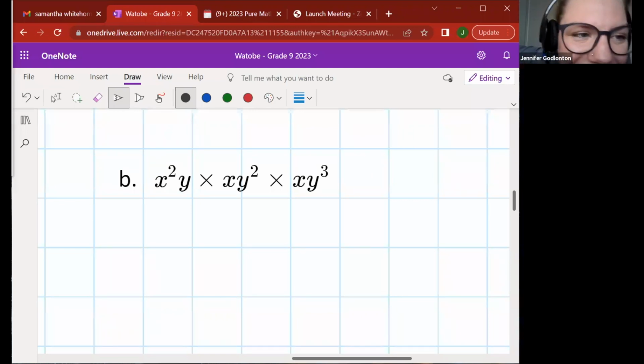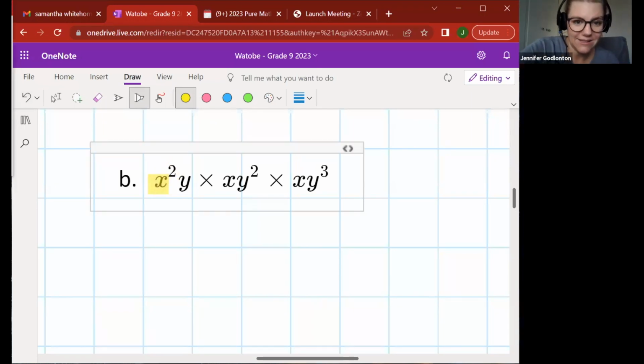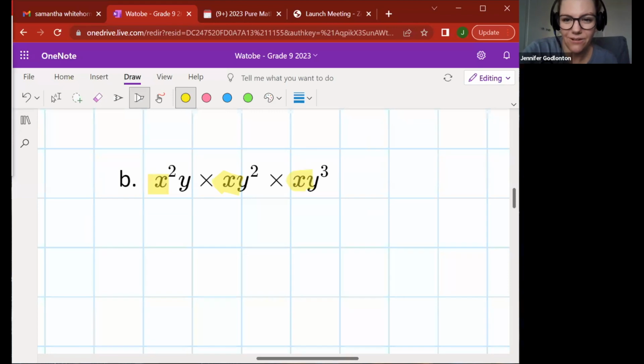Okay. Guys, in this one, we need to be careful because we have got different bases. All right, we've got x's and we have got y's. So I need you to be very careful about what is happening with those different bases. And then I want you to give this question a try.